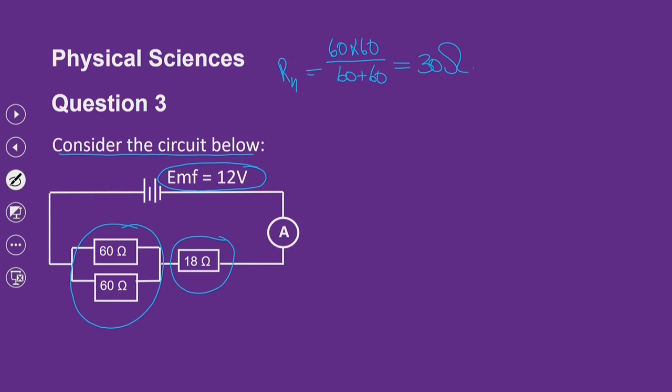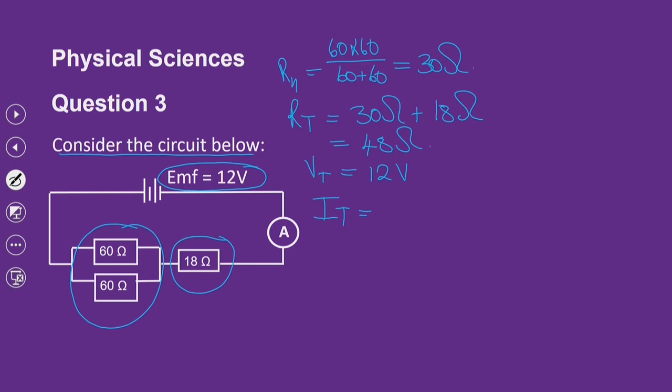We can also calculate what is R total, because we've got the 30 now, which is in parallel, plus we've got an 18, which is in series. So my total resistance of my circuit is 48 ohm. Good and well. We've also got the total potential difference, or the EMF, which is equal to 12 volts. We can calculate the total current. And you'll remember this is what I said: we need to find the total current. Once we've got that, it doesn't matter what the question asks of us, we'll be able to calculate it.